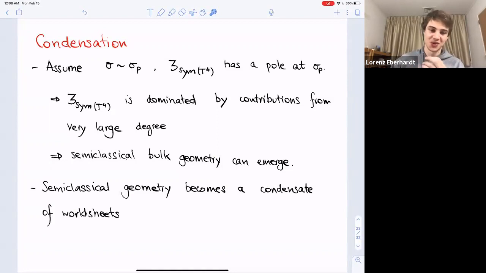These are mostly words, I agree. One concrete computation that you can do is that it's really a condensation in the sense of Einstein-Bose condensate. If you look at the number of copies that are in the ground state, for instance for thermal AdS, and you go close to this pole in moduli space, then you see that the fraction of copies in the symmetric orbifold that are in the ground state goes to 1. So it's really a condensate in the sense of Einstein-Bose condensate. But of course, this doesn't tell you physically how this condensation works.